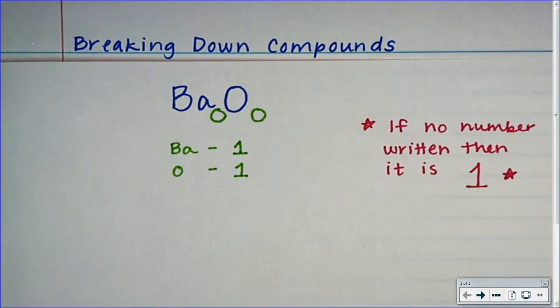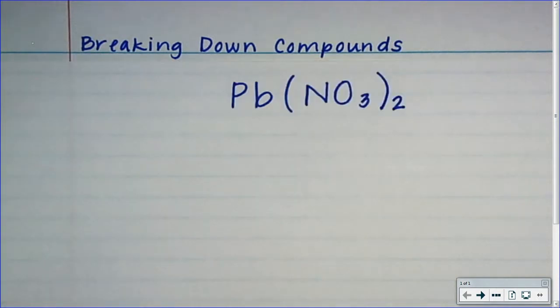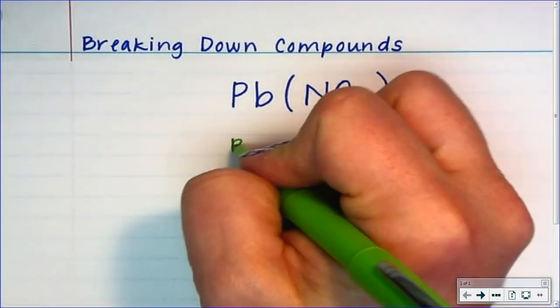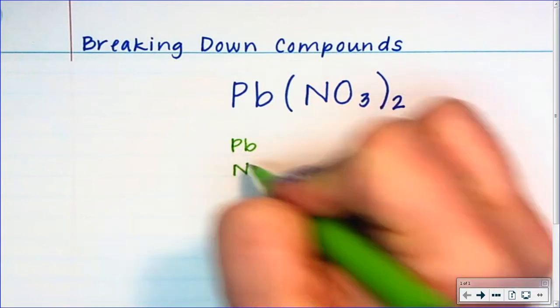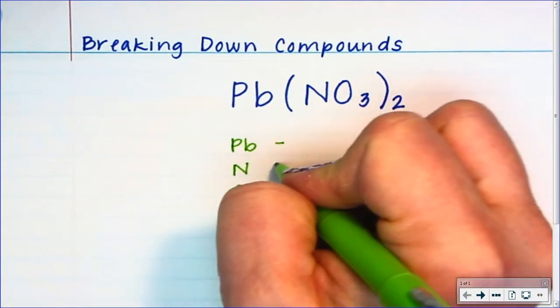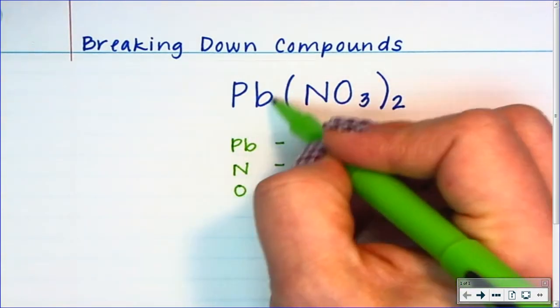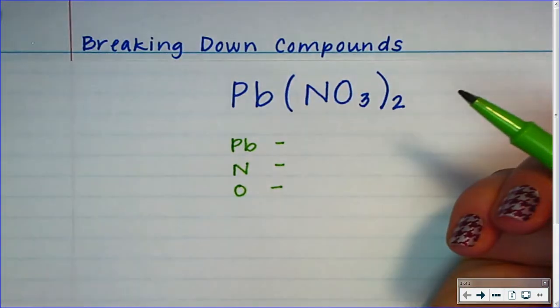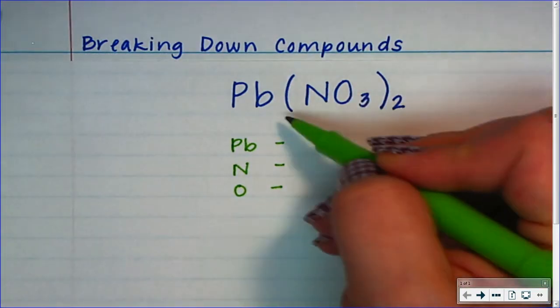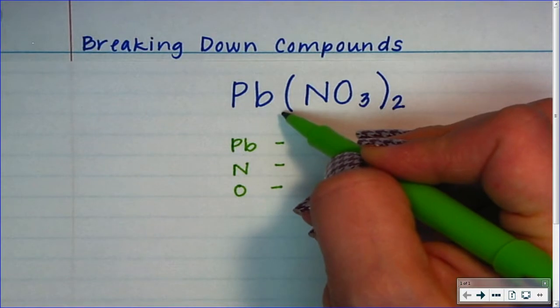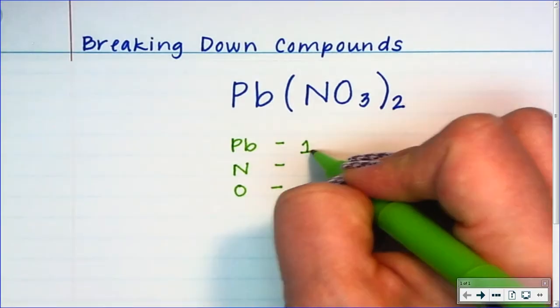And that's all we're looking for. So here's our next example, and we have parentheses, which are new here. So let's go ahead and work through and see how those are going to be incorporated. We still want to list our different elements, which we have Pb, N, and O. And so the Pb is not inside the parentheses, so that's going to be treated just like we have been doing. There's no number to the right, which means there's 1 Pb.